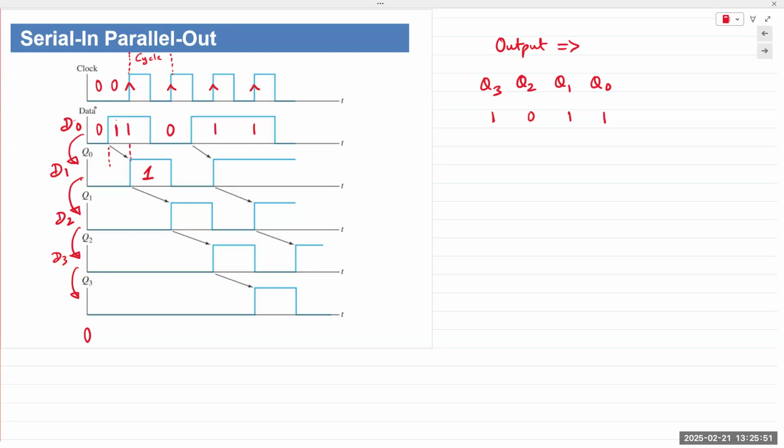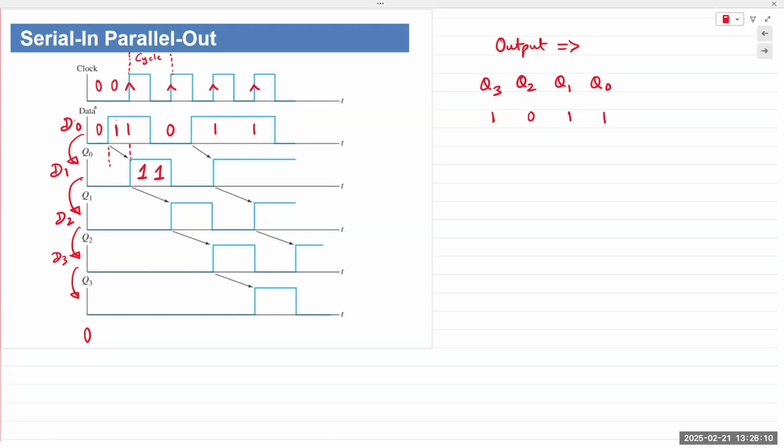And it will stay at 1, right? It stores that data in memory. It will stay at 1 until the next positive trigger arrives. It will not change value. It will stay at 1. So it's 1 here. It stays at 1 until the next positive edge arrives.